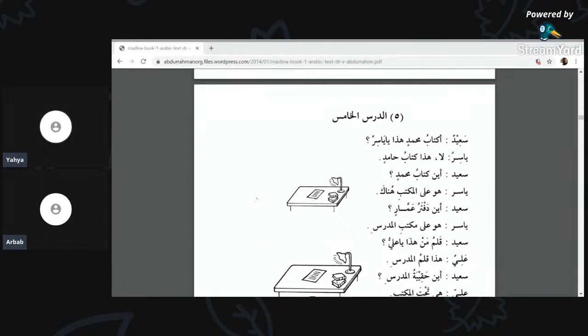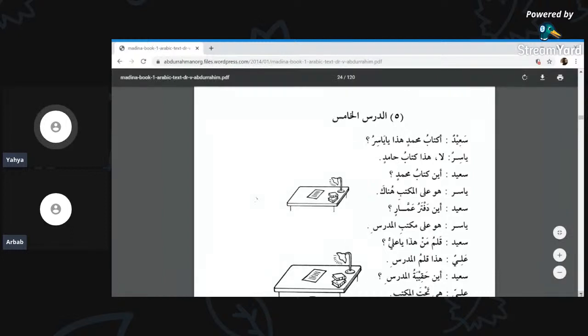Okay, so we're on lesson 5, ad-dars al-khamis. We have a conversation here. You can see the first line says Akitabu Muhammadin hada ya yasiru. So Kitabu Muhammadin. Kitabu is mudafun and it's marfoo', ends with a dhamma, and Muhammadin is mudafun ilayhi and is majroor and ends with kasratain.